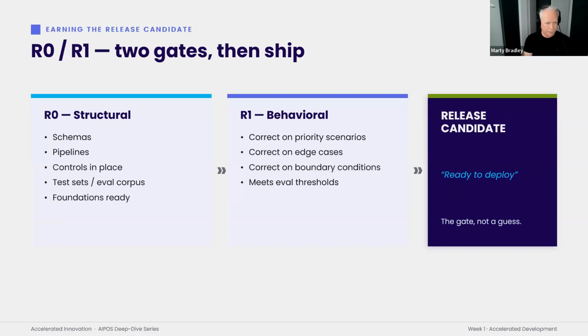Test set and the eval corpus. And that foundation was built from the beginning, right? That's what the spec was built off of. So when the coding agent is going through, it's constantly validating itself against the schemas, the pipeline, and the other controls that you put in place. So the likelihood of you being wrong when it comes out the other end is severely decreased, right?